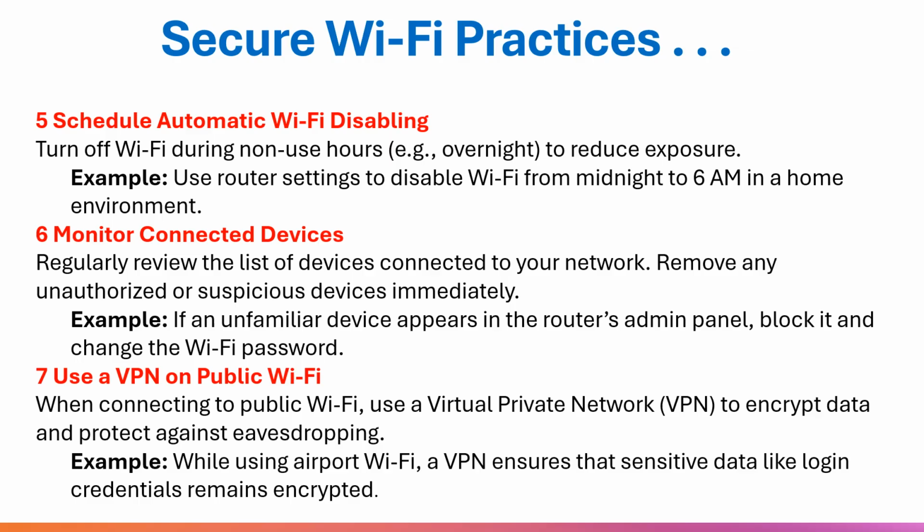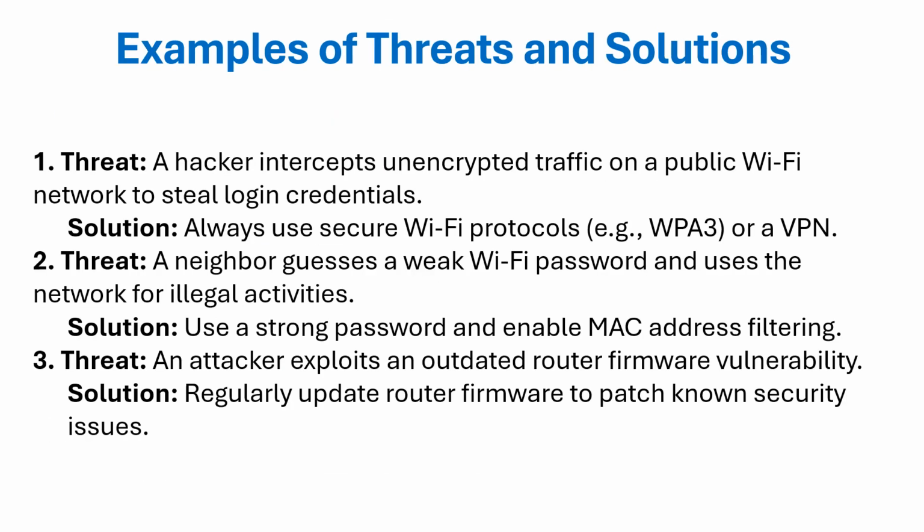You can also monitor the connected devices. Regularly review the list of devices connected to your network, and remove some of them. Sometimes neighbors or somebody nearby can connect to your Wi-Fi. For example, if an unfamiliar device appears in your router's admin panel, you can block it or disconnect it. Also use a VPN, virtual private network, on public Wi-Fi. It's highly recommended.